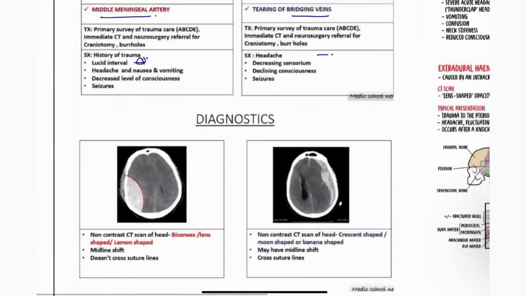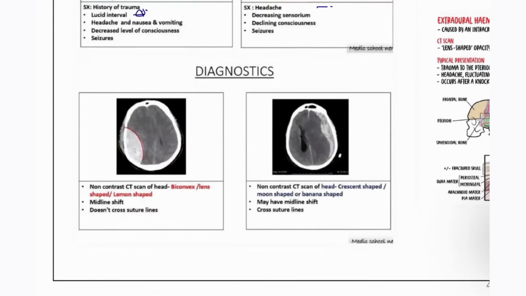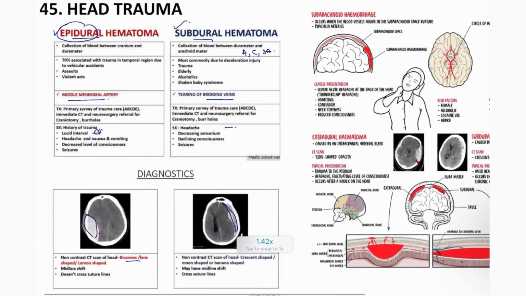And on the diagnostic NCCT, the biconvex shape and the idli shape is seen in the EDH, and S for S for subdural, that will be crescent shape seen in patients with subdural hematoma. For both patients, craniotomy is the treatment of choice.